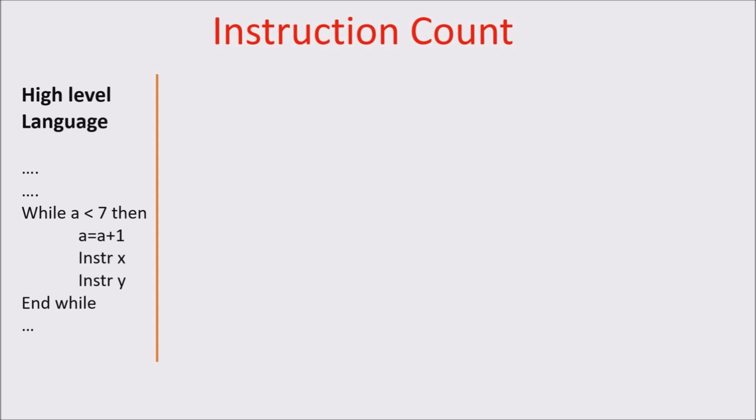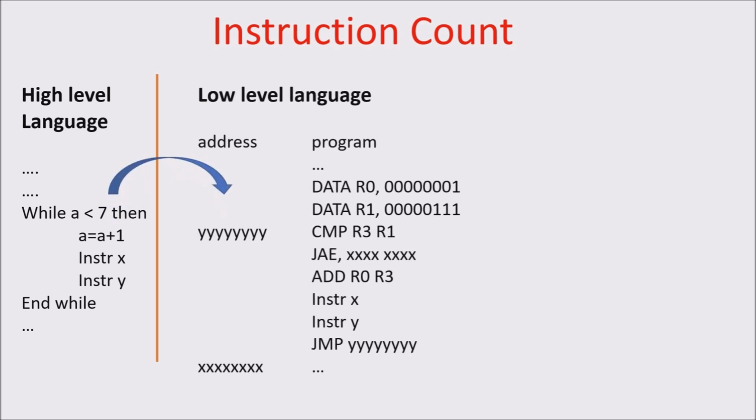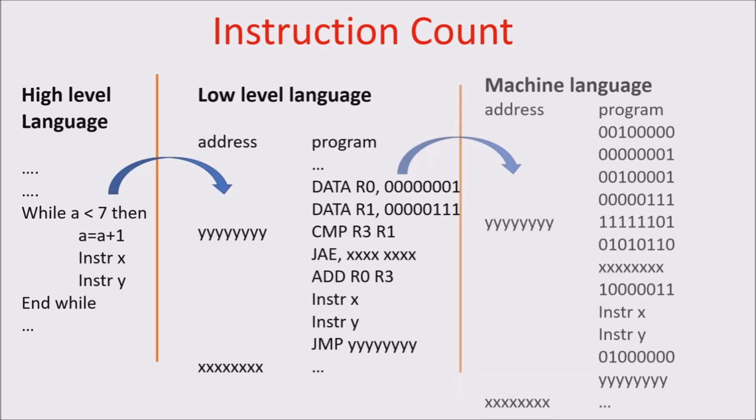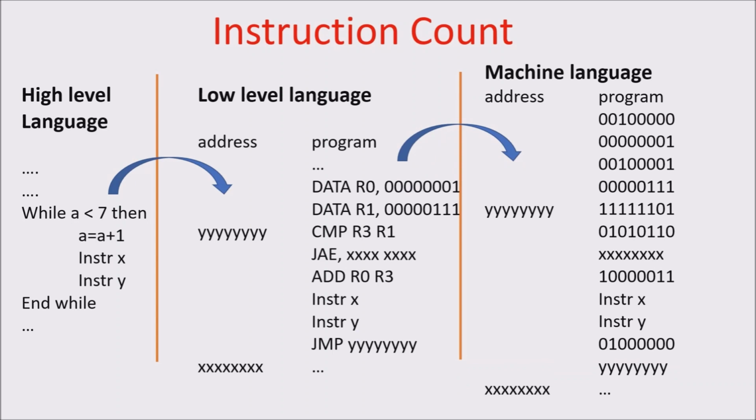We take, for example, this piece of program. We want to calculate the CPU time. First, we translate the high-level code into low-level language, and then into machine language, as a compiler and assembler would do, getting these instructions. So the CPU task is executing 12 instructions.